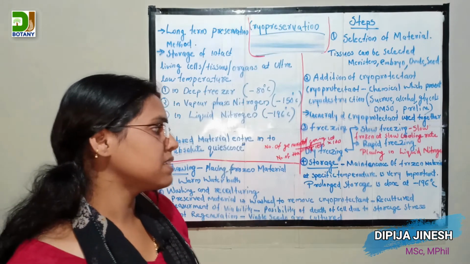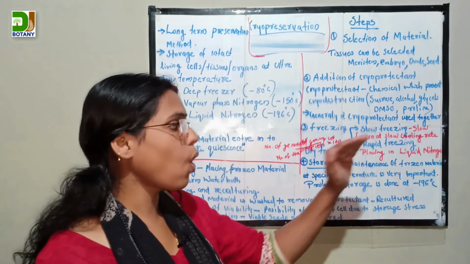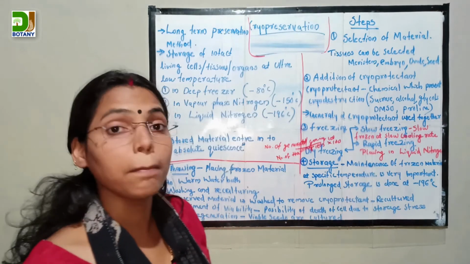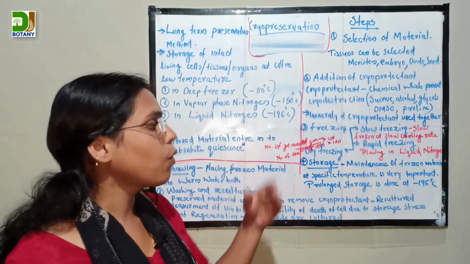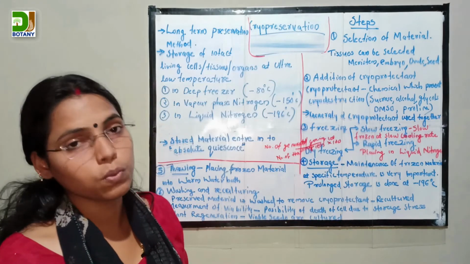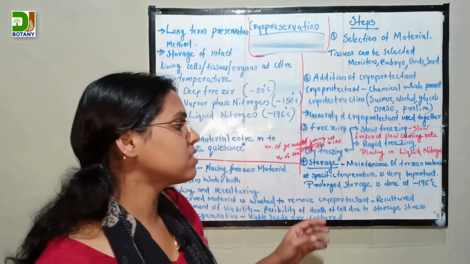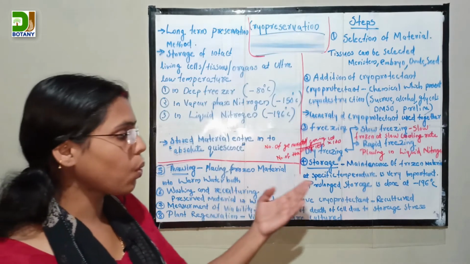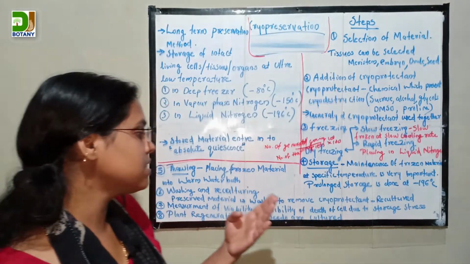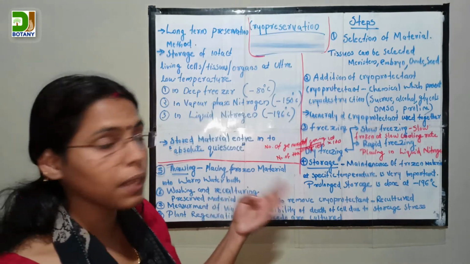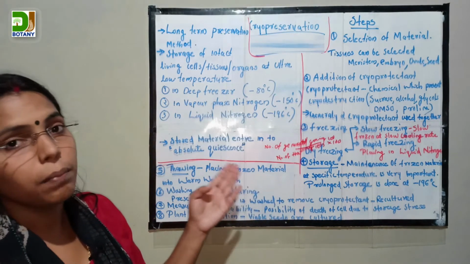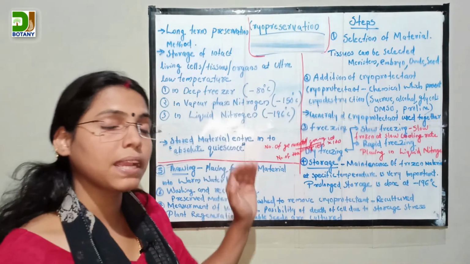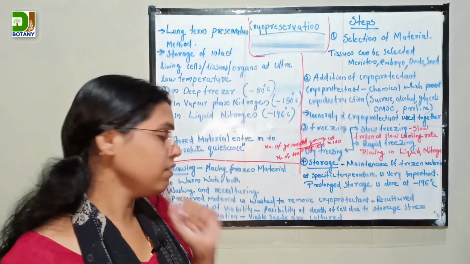So the fourth step is storage. The maintenance of the frozen material at a specific temperature is a very important step. For prolonged storage we use minus 196 degrees Celsius. Okay, the fifth step is thawing. After storage we take the samples and place them into a warm water bath for recovery. So the material becomes biologically active.